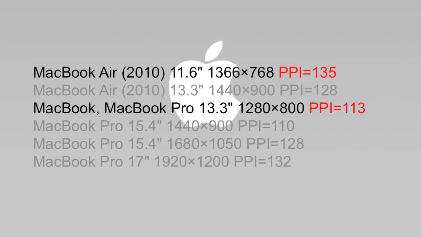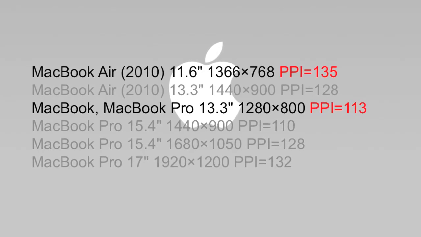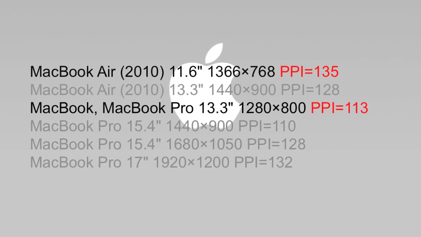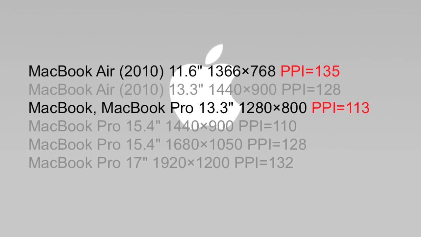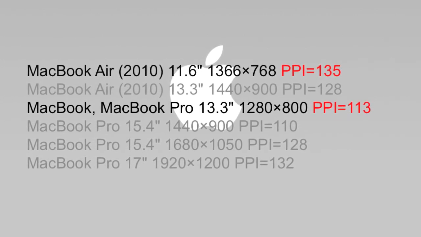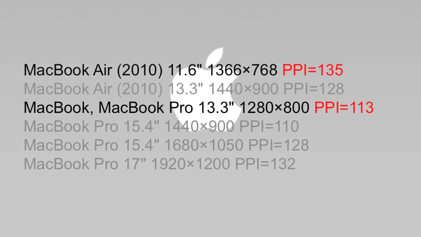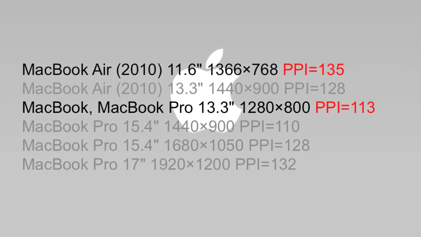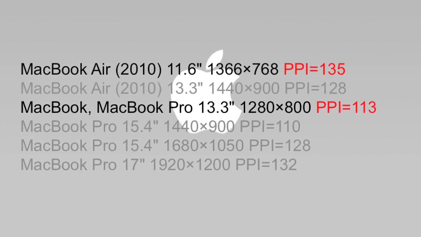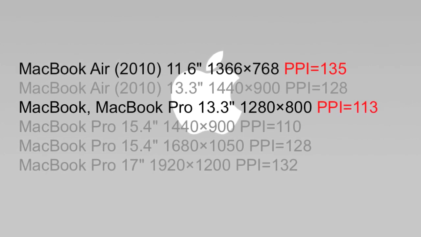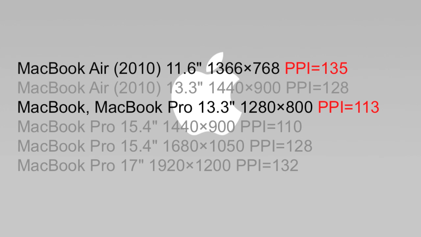In fact, if we look at the screen specs, indeed the 11-inch MacBook Air has the highest pixel density of all Macs. At a resolution of 1366 by 768 over 11.6 inches, this bests the 1280 by 800 of the 13.3-inch MacBook Pro. If we do our math, this means that the 11-inch Air has 135 pixels per square inch versus the 113 for the 13-inch MacBook Pro.